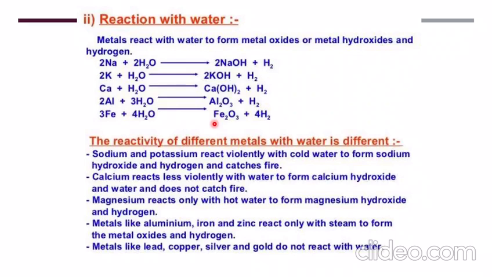Talking about lead, copper, silver and gold. These metals do not react even with steam. So what will be the order of reactivity? First will be potassium. It is most reactive. Then sodium. Then calcium. Then magnesium.